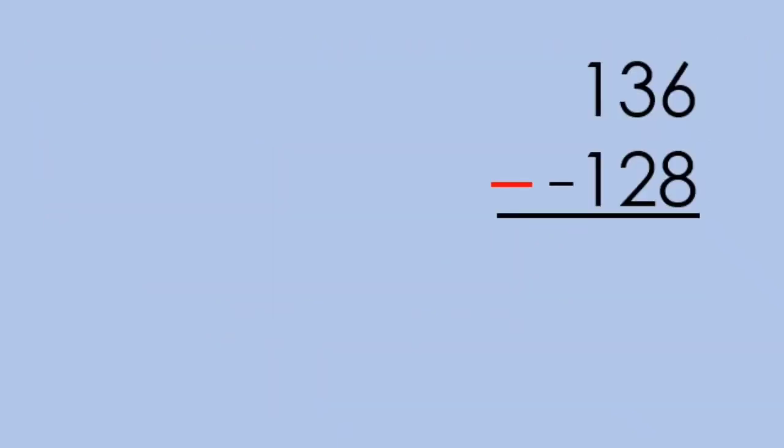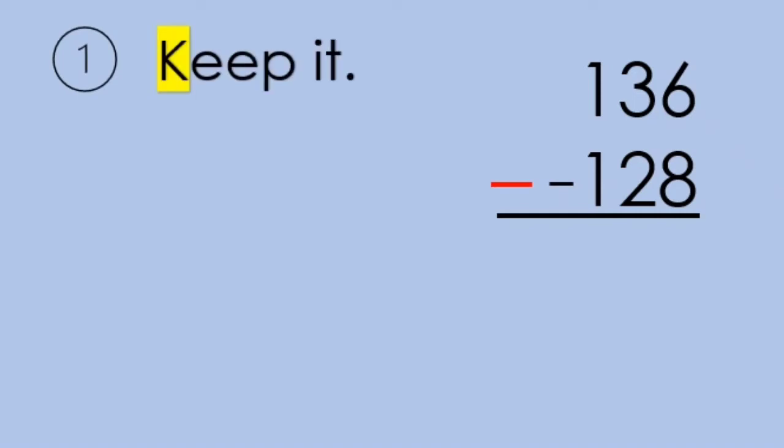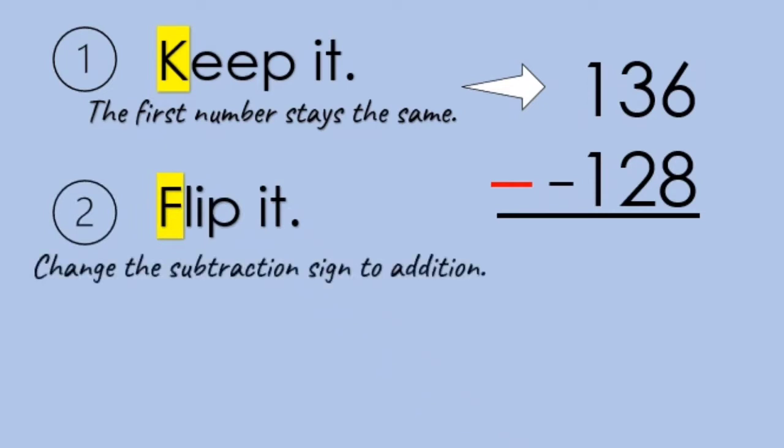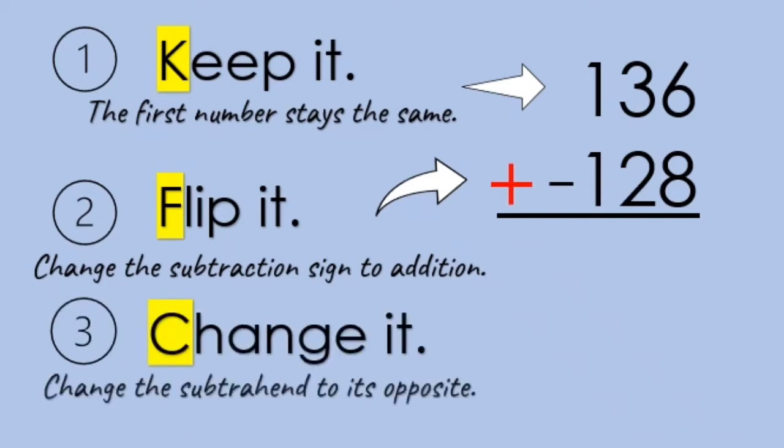Now let's subtract. Since this is subtraction, we have a few new steps to follow. First, we have to keep it. The first number stays the same, so 136 will still be 136. Next step, we have flip it. So change the subtraction sign to addition. So the subtraction sign will become addition. And that's when the addition rules come in.